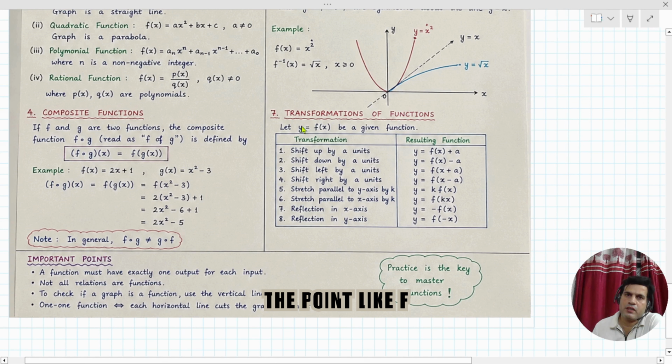Then transformation of functions. Let y equals f(x) be a given function. The resulting transformations: y equals f(x) plus a shifts the graph up by a units, minus a shifts it down, and f(x plus a) shifts it left, f(x minus b) shifts it right by b units. Then y equals k f(x) is stretched parallel to the y axis by k, and this is stretched parallel to the x axis by k. And reflection in the x-axis is y equals minus f(x), reflection in the y-axis is f(minus x).